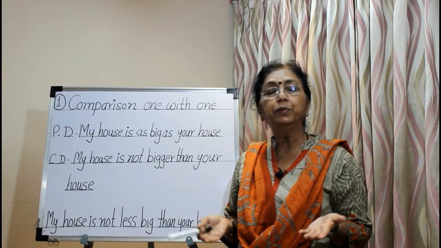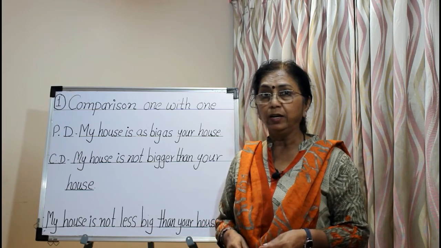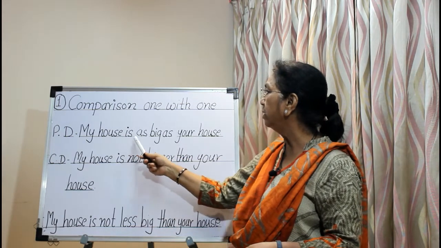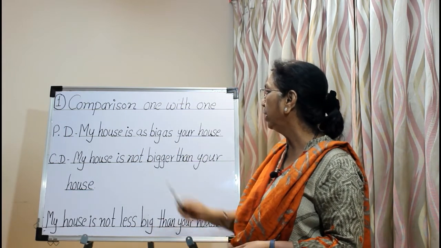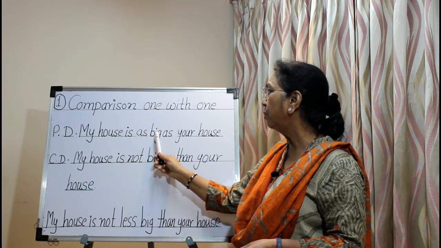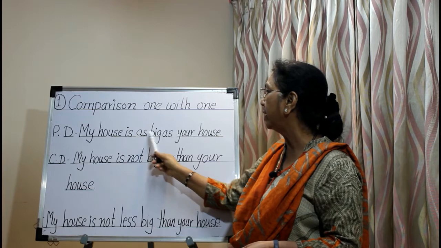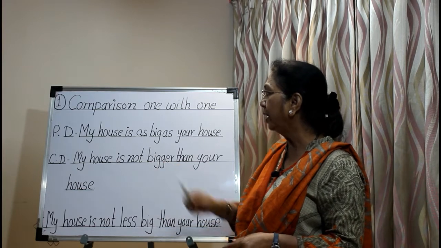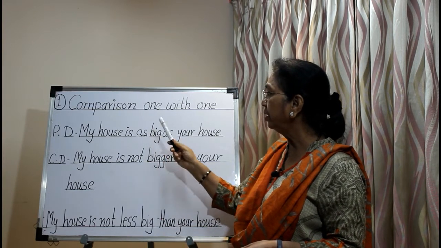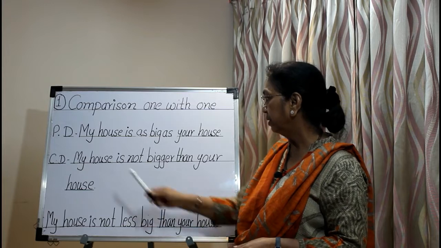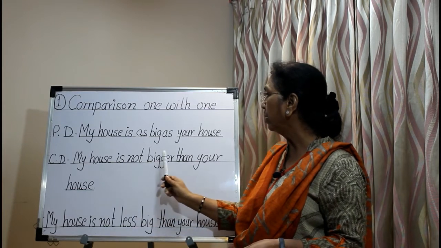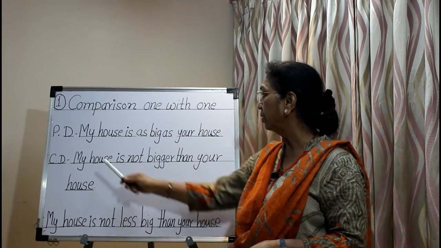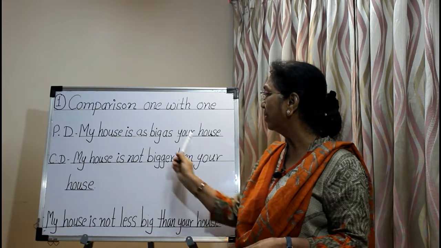When two things, two persons, two places are equal, how to change the degree? See the example. My house is as big as your house. It is a positive degree. The basic form of adjective big is used between as. Now how to change this sentence into comparative degree? We can change this positive sentence into comparative by two ways. First, my house is not bigger than your house. Here we have not changed the subject because they are same.